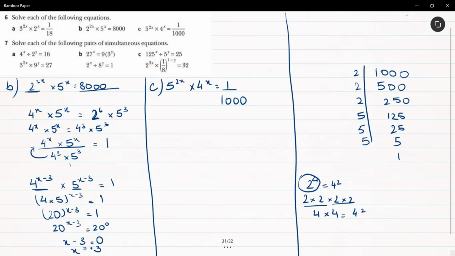Okay, so what is 1000 in terms of 2 and 5? We get 2 cubed multiplied by 5 cubed. So 2 cubed multiplied by 5 cubed is equal to 1000. Let me just check. Yeah, we are getting 1000 here.